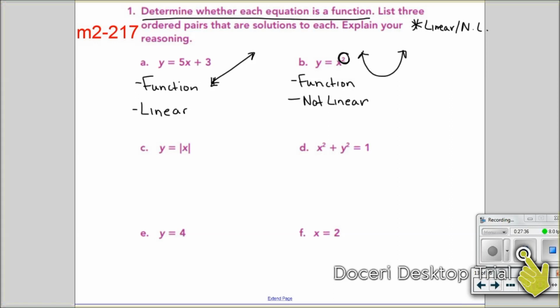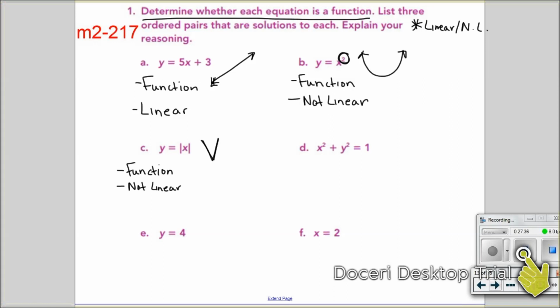Okay, so we're going to do C together, and then you're going to do D, E, and F. So let's go down to C. C says y equals the absolute value of x. Let's think back to the graph we looked at a minute ago. We had a graph that had the absolute value of x, and remember, that was a V shape. So it looked like this. We know from our previous question that this graph was a function. I could draw a line and it would only be crossing once. But is a V linear? No, it's not. It's not straight. So this is not linear.